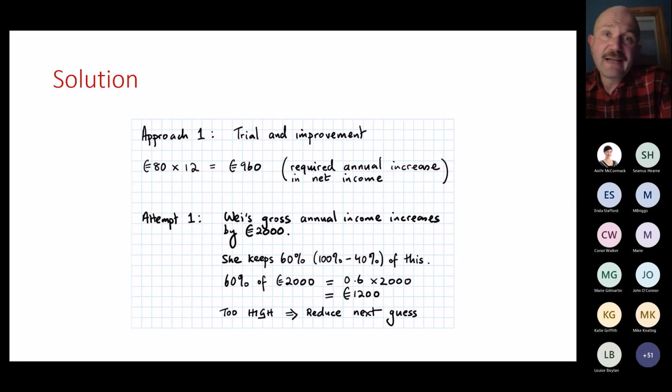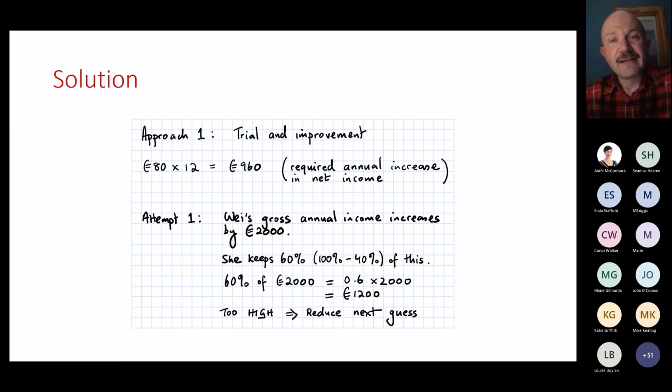So recognizing that you're looking for a €960 annual increase in net income in order to get the required monthly increase, you could have an initial guess. So what if her gross annual income was to increase by €2,000? In what situation would that leave her? Well, given that she'd only be able to keep 60% of this, her net annual income would go up by €1,200, which is too high.